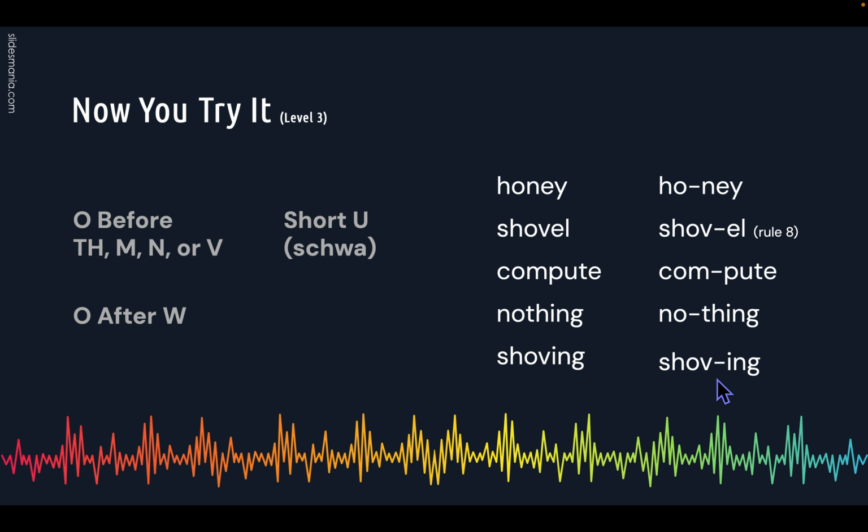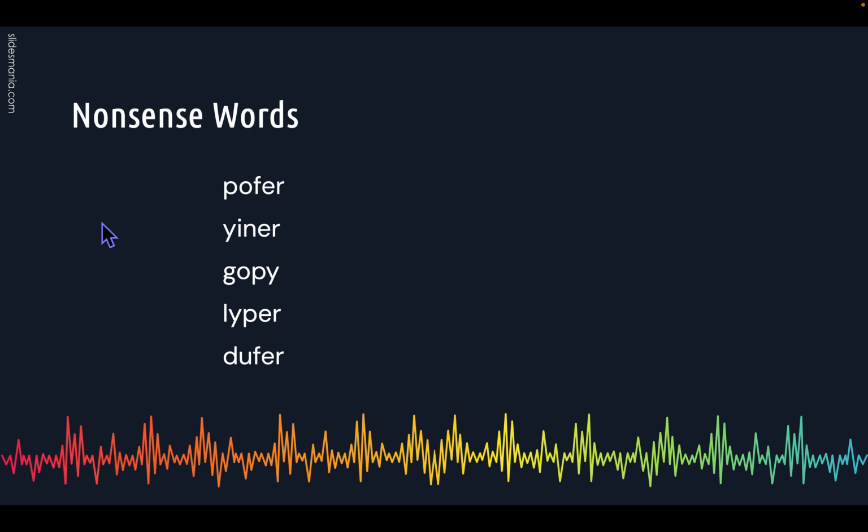Right here, the word shove, which is the root of shoving, has a silent E, which gets dropped. So we're adding a suffix ing, which is why it's split here and not here. We will cover that more in the rule about suffixes and prefixes. Okay, so here are some nonsense words that you could try. For all these nonsense words, use the level 1 rule: if a syllable ends in a vowel, use the vowel's long sound.